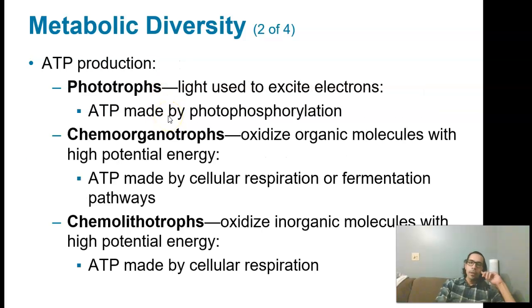For ATP production, like I said, if it's a phototroph, that means that they use light. If it's a chemoorganotroph, that means they're oxidizing organic molecules. If you ever see a molecule and it has a carbon in it, like methane or carbon dioxide, so if the molecule has a C for carbon, it's an organic molecule. If they oxidize inorganic molecules, they're called chemolithotrophs.